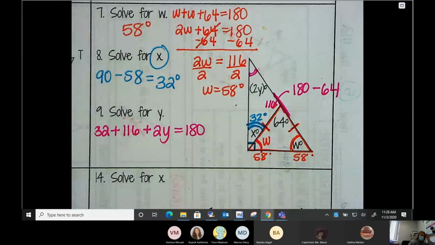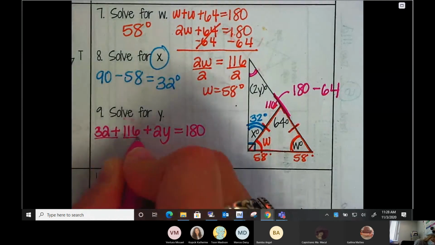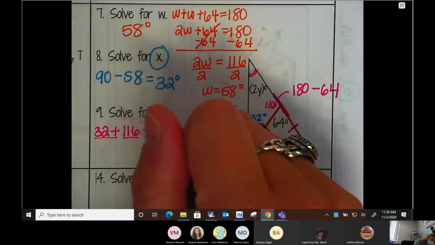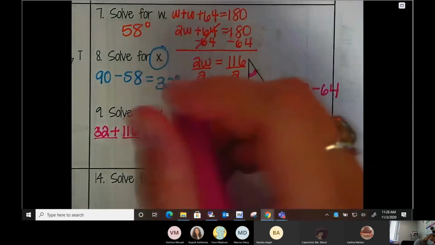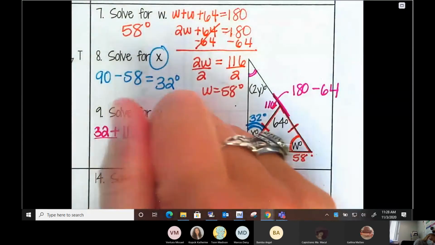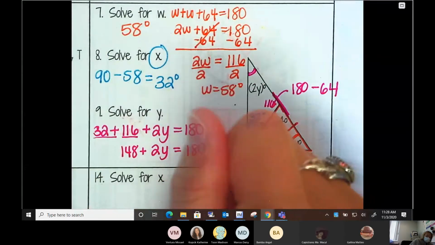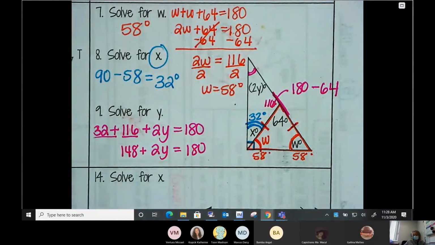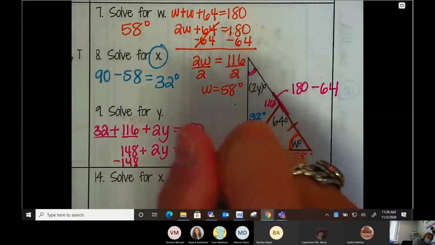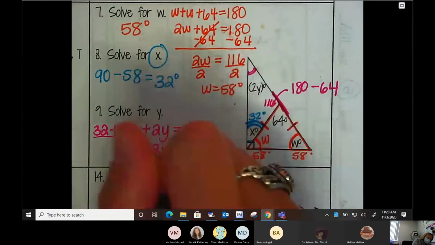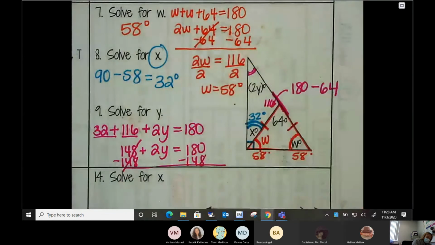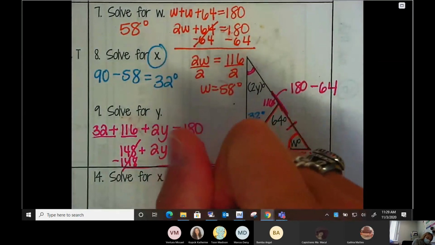Combine like terms, and what are you going to combine? Good. What do you get when you add those together? 148, right? Okay, now what do I do? Subtract 148 from both sides. I'm running out of room. That's okay, because we're not even going to do 14 and 15 anyway.